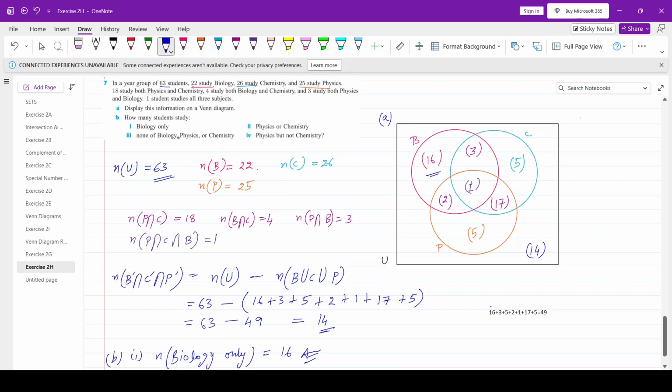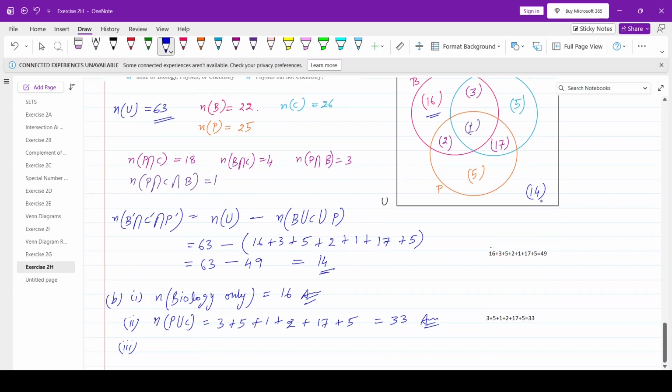Subsection 3 says none of biology, physics or chemistry. So this is going to be this number. That is 14 is our answer. Or rather, we'll write the number of elements in P prime intersection B prime intersection C prime is going to be 14.